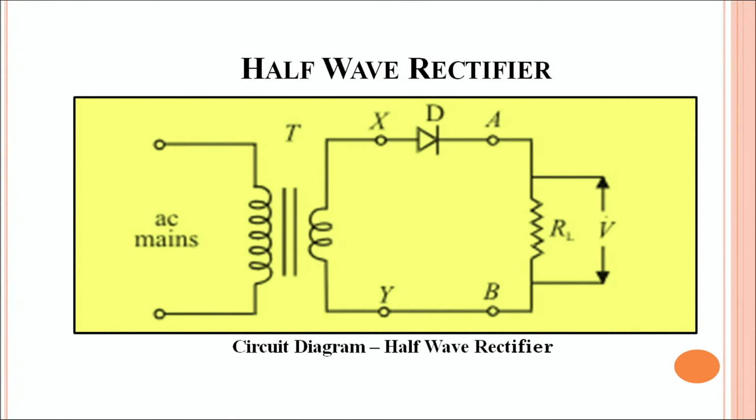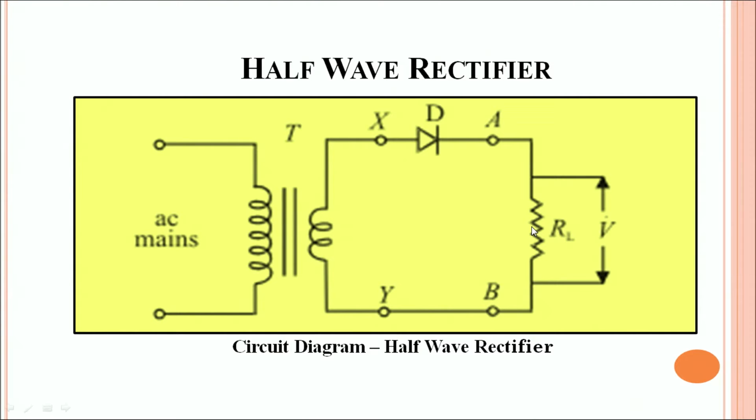Now, in the AC cycle, when there is a positive cycle, the diode is forward biased and thus it conducts, and you get an output across the load resistance. During the negative half of the cycle, the diode is reverse biased and therefore does not conduct. As the diode does not conduct, there is no output measured across the load resistor.